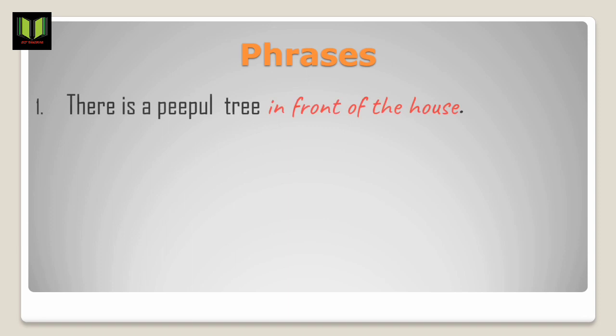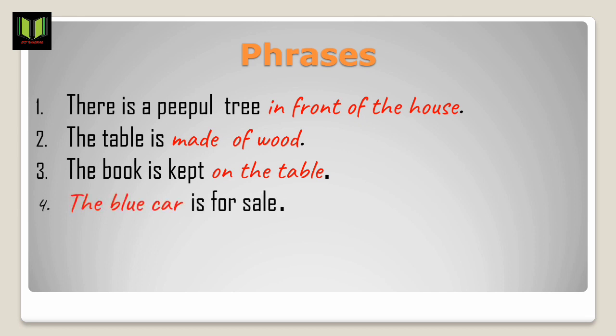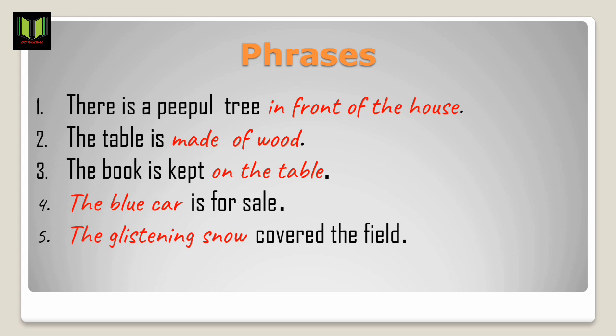Now let's take some random examples of phrases. Number one: There is a peepal tree in front of the house. Again, the highlighted part in this sentence is in front of the house. So in front of the house is the phrase, no doubt. Example number two reads: The table is made of wood. Again, made of wood is part of a sentence. It is a phrase: it's part of a sentence, it is a group of words, it has no finite verb, and it definitely does suggest some sense.